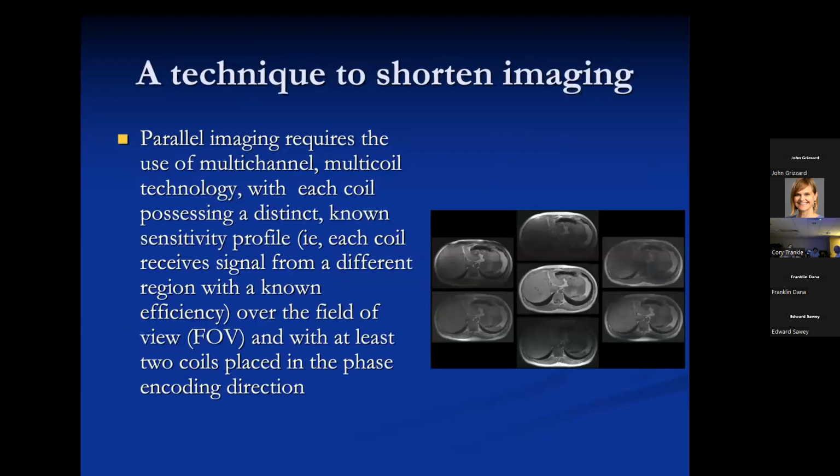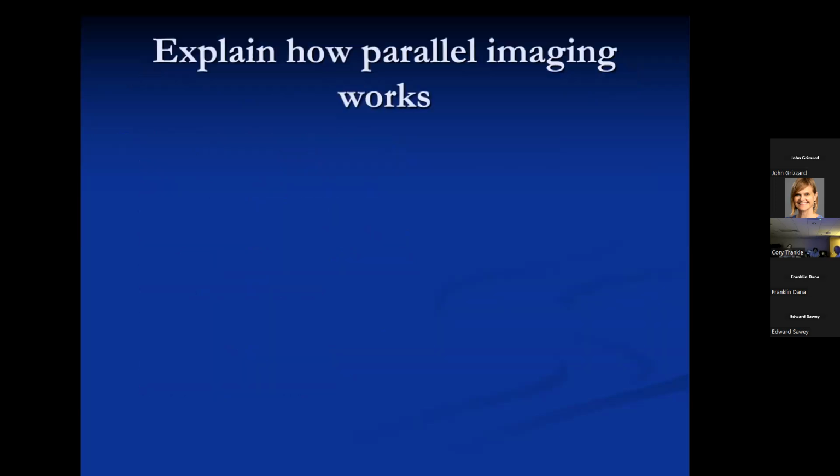But what you're able to do if you're using parallel imaging, and I think everybody uses this now, particularly in cardiac MRIs, is use each coil's different sensitivity profile, because each coil gets a slightly different signal from a different region over the field of view. And you have to have at least two of those coils placed in the phase encode direction. And then what you're doing is basically undersampling the phase encoding lines and interpolating them.